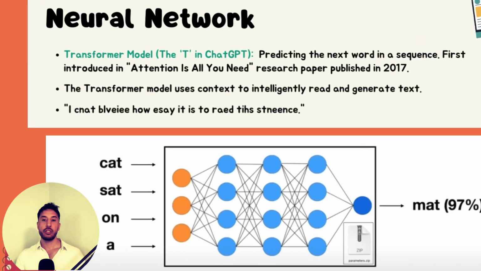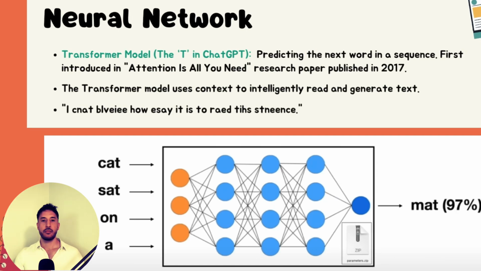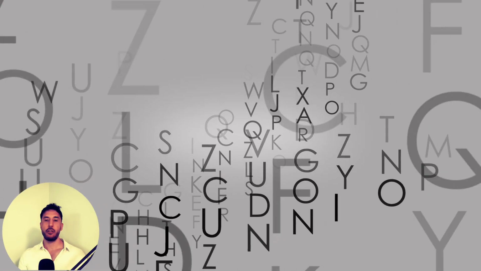So what the neural network does is, when it reads "cat sat on a," with a 97% probability, it can estimate that the next word is going to be "mat." And over time, it gets better at guessing the next word by remembering what usually comes next in a similar sentence. And just to clarify, this isn't just about memorizing words.